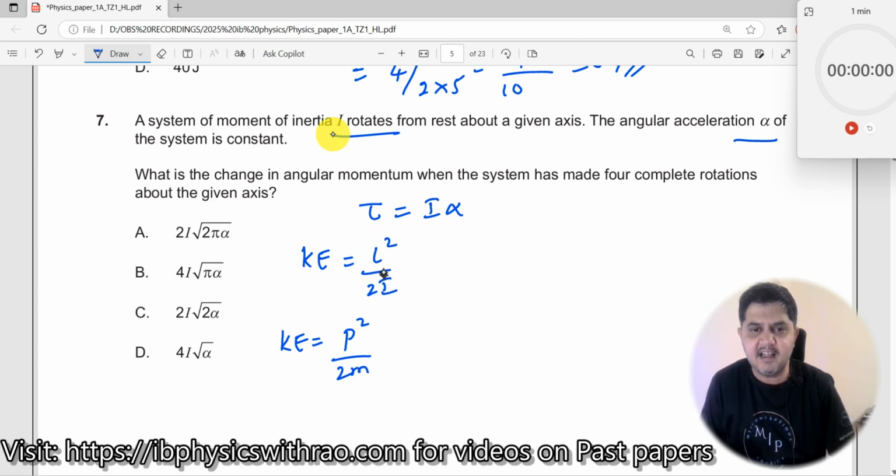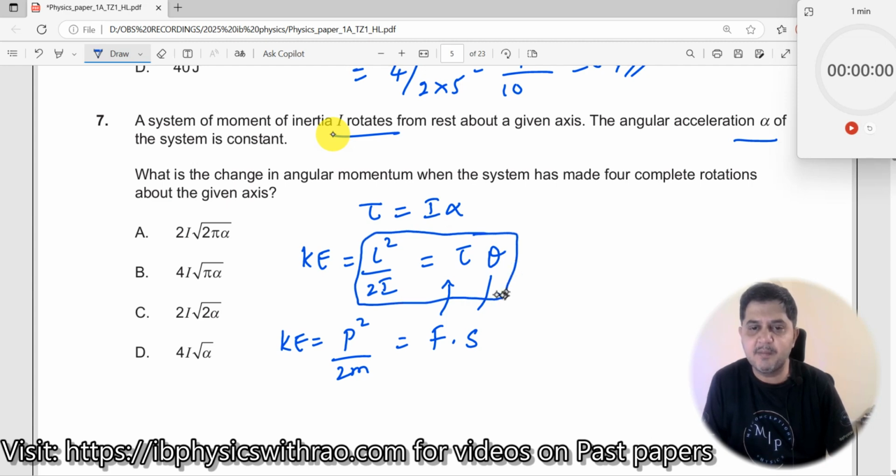And this kinetic energy, by the work energy theorem, should now be equal to force multiplied by displacement. Now what is force here? You replace force with the torque, and linear displacement you replace with the angular displacement. So you can use this equation over here. L square by 2I is equal to tau into theta. Now what do I need? I need the change in angular momentum, which is L. So L square is equal to 2I tau theta.